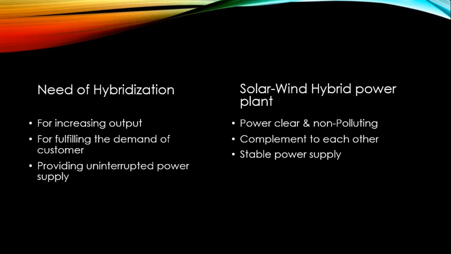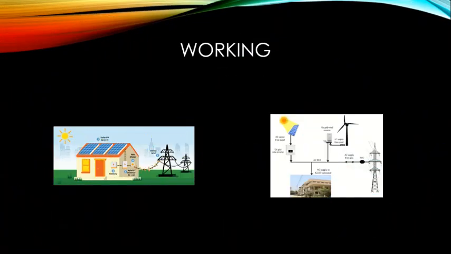Then we will see the working of this hybrid power plant. So in the working of this hybrid power plant, solar and wind energy produce DC power. The inverter converts DC power into AC power. Controller monitors the system. This is the basic working principle of solar wind hybrid power plant. Then we will see advantages and disadvantages of solar wind hybrid power plant.